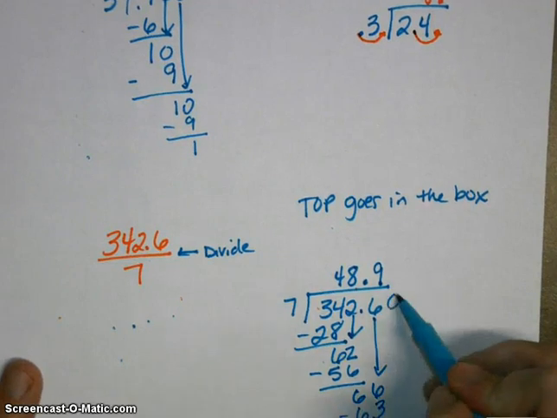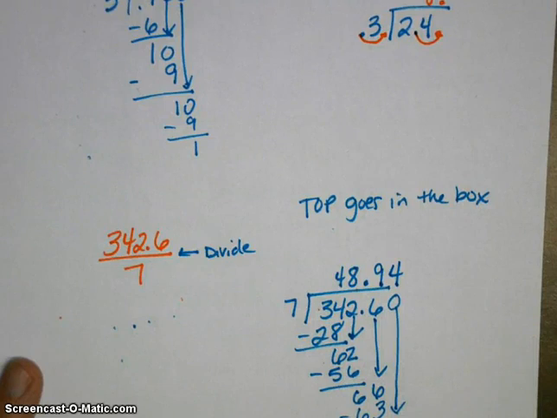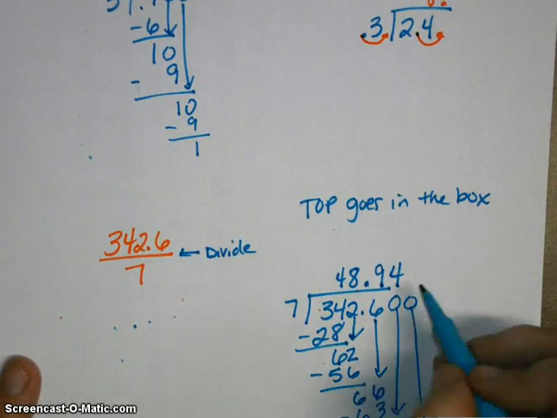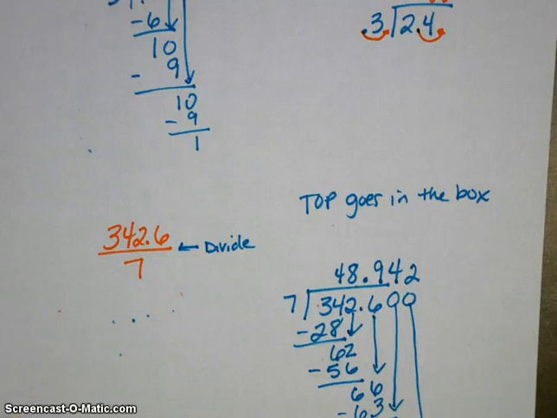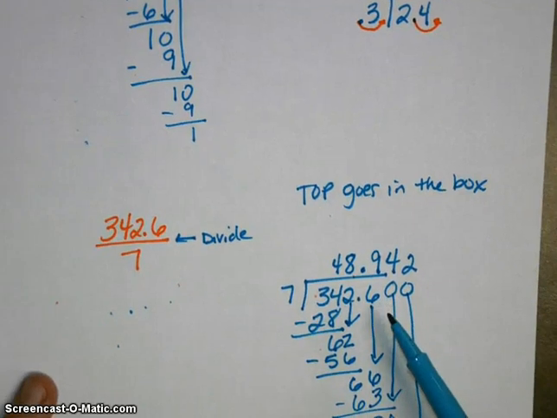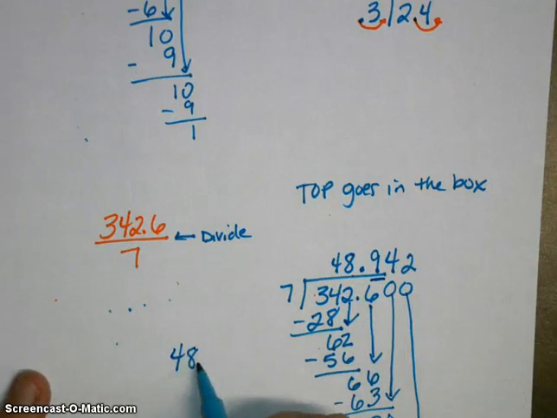I can add a 0 to keep going. 7 goes into 30 4 times. That's 28. 2 left over. Add a 0. 7 goes into 20 2 times, and that's 14. 6 left over. For the most part, we will say in our problem to stop after a certain place. So for instance, if I said round to the nearest tenth, the tenth is 1 place behind the decimal. So my answer would be 48.9.